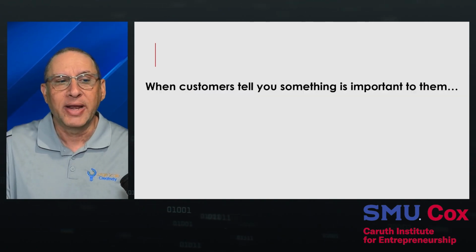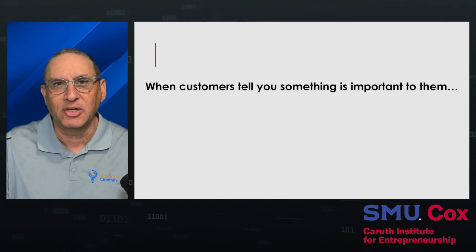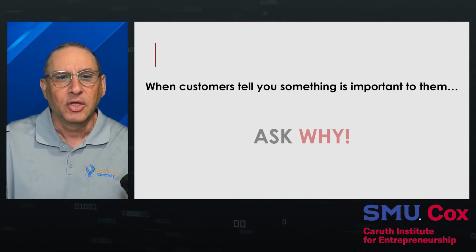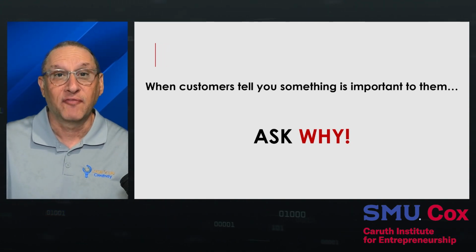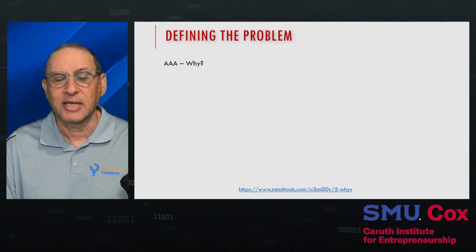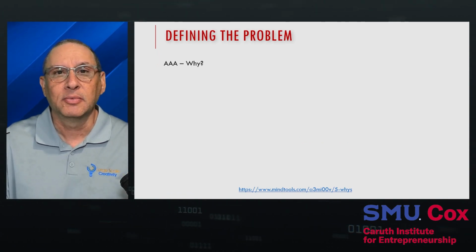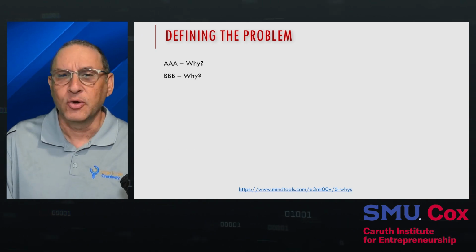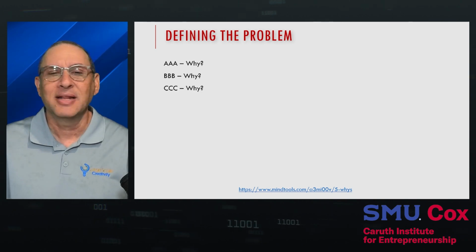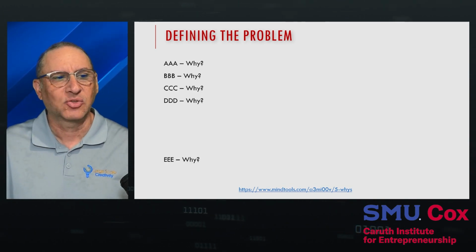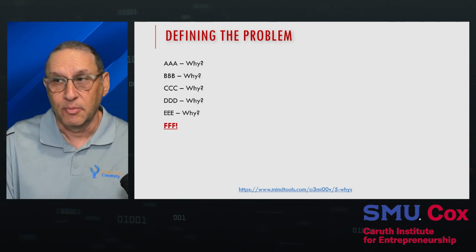So when a customer describes a pain to you, when they say this is important, you have to ask why. And preferably, you ask why 5 times. This is how it goes. The customer tells you A, and you ask them why. Then they tell you B, and you ask why. And then C, and you ask why, and D, and you ask why, and E, and you ask why, and at the end you have the answer to what the real problem is.